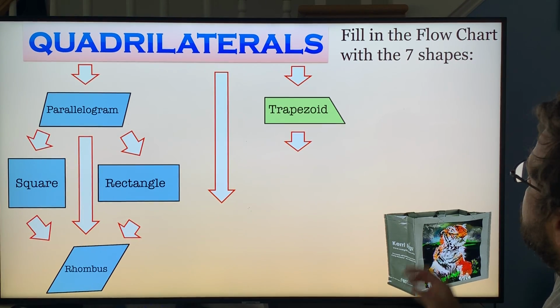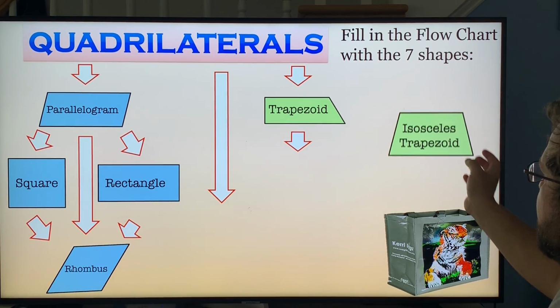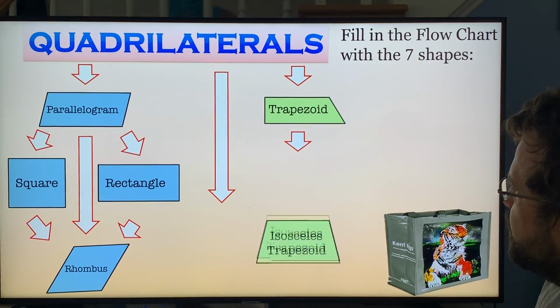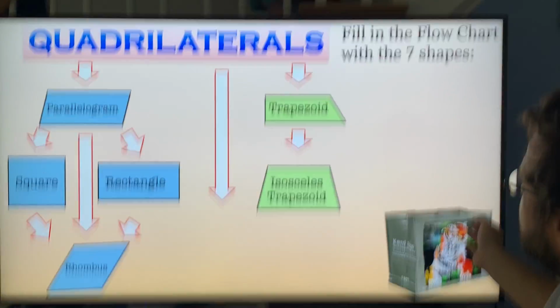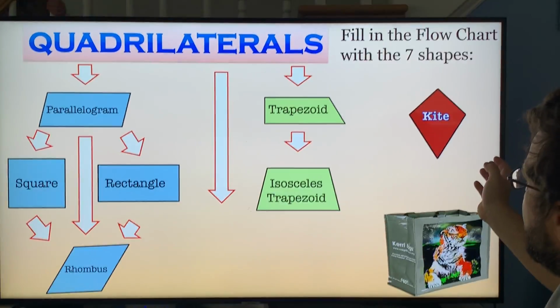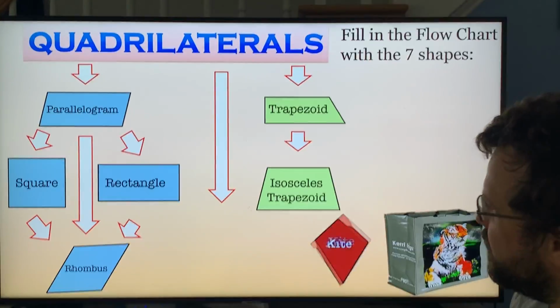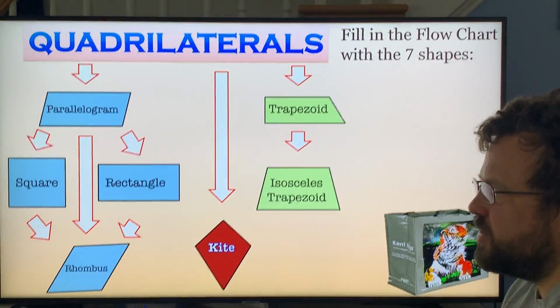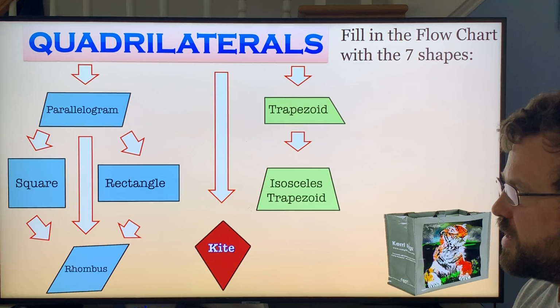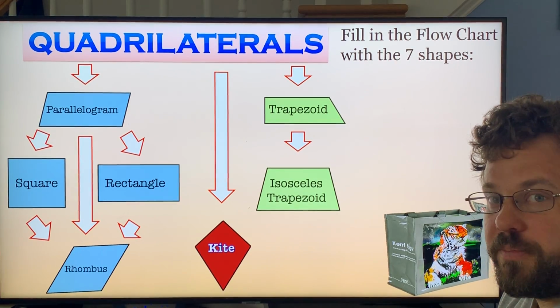All right, one type of trapezoid is an isosceles trapezoid. And what's the other one? All by itself, it's a kite. So fly that kite over there. So the key to this one is with 7 shapes, 2 of these shapes are mixed up. Can anyone guess what they are?